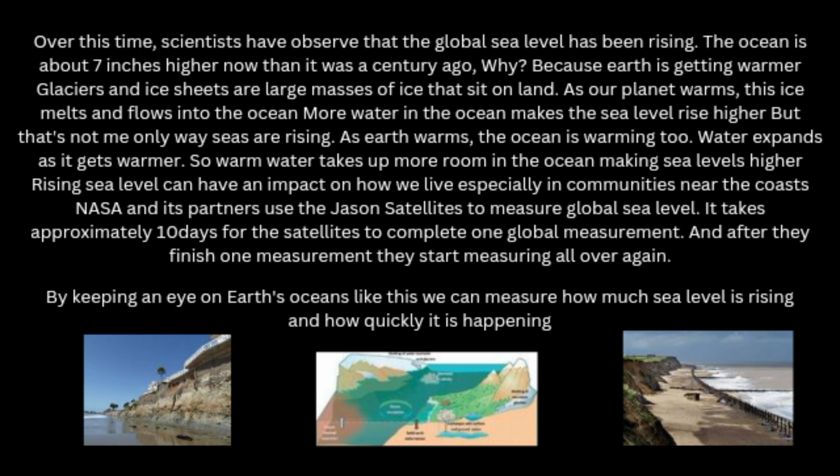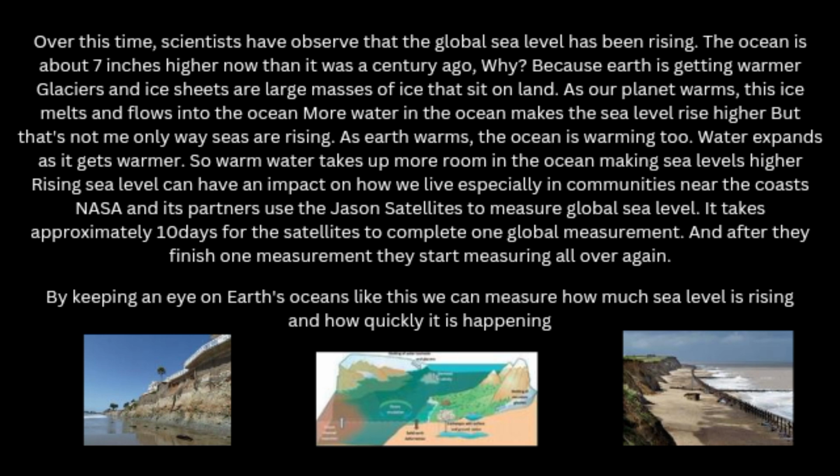Glaciers and ice sheets are large masses of ice that sit on land. As our planet warms, this ice melts and flows into the ocean. More water in the ocean makes the sea level rise higher. But that's not the only way seas are rising. As Earth warms, the ocean is warming too. Water expands as it gets warmer, so warm water takes up more room in the ocean, making sea levels higher.